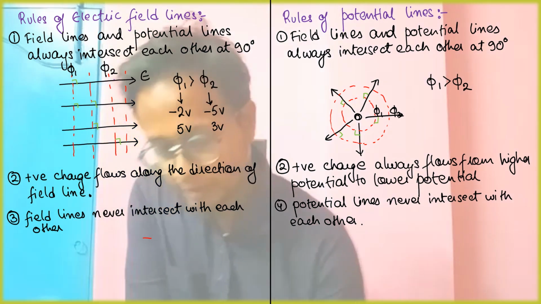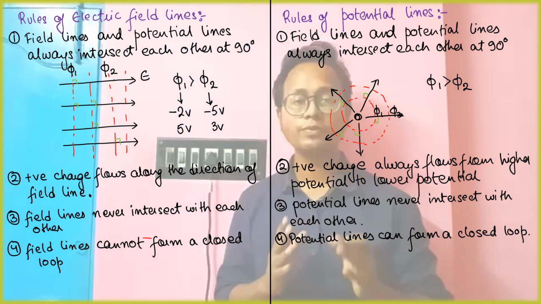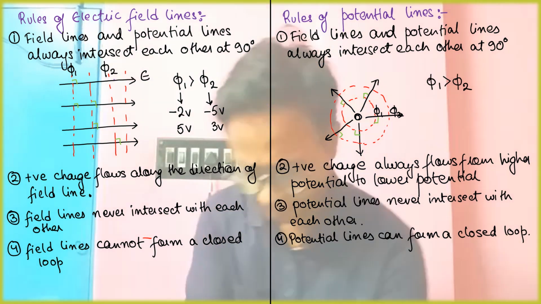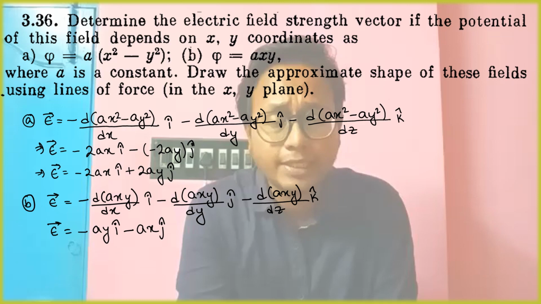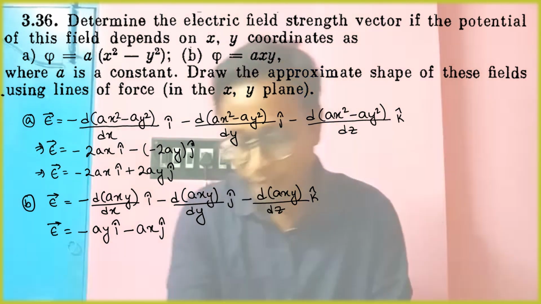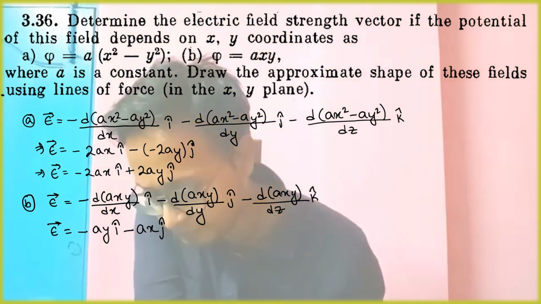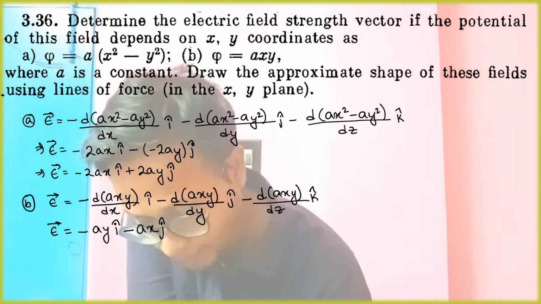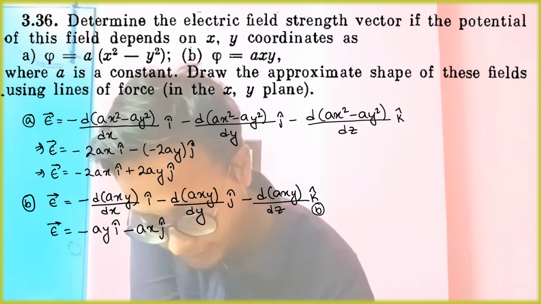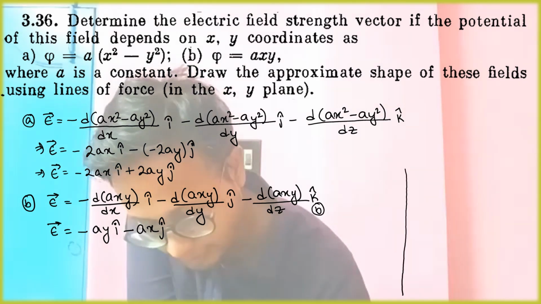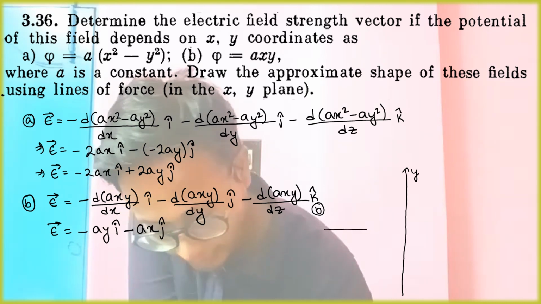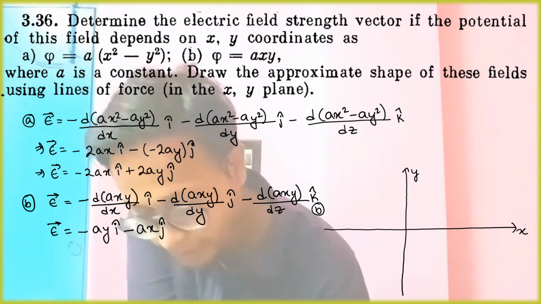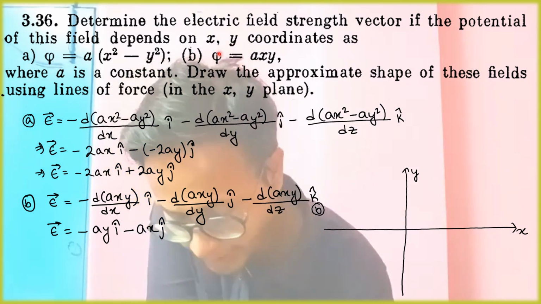Now using these rules, we'll try to figure out the graph of the field lines in the previous question. Using the rules, we have to find out the field lines and potential lines. Now first I'll solve part B of the question. We'll understand a little bit later why. So this is the y-axis, this is the x-axis. First I'll draw the potential line. V is equal to AXY.